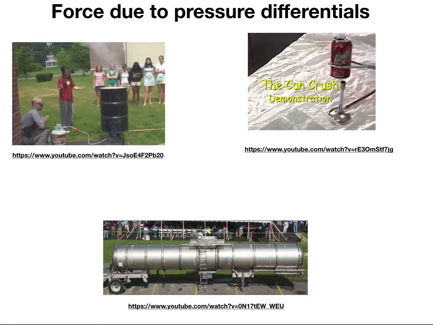Okay, so now let's talk about pressure differentials. If you create a partial vacuum in a container, if you decrease the pressure in a container to less than atmospheric pressure, you now have atmospheric pressure outside of the container and something less than atmospheric pressure inside the container. You have a pressure differential. You can now crush some really strong containers. So let's quickly show some videos on this.